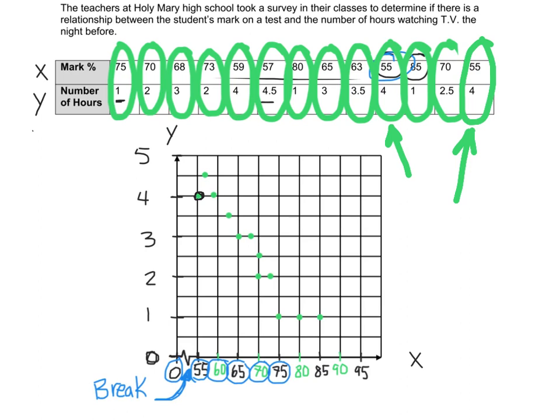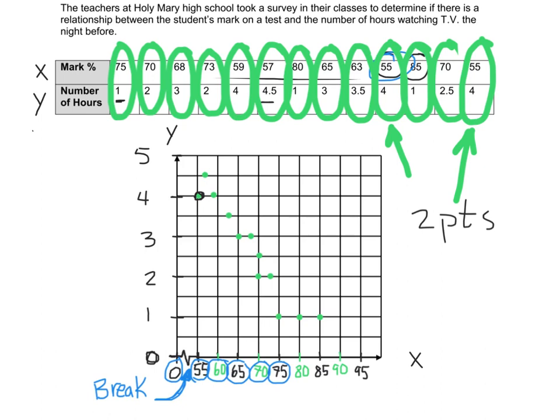A different color and circle it like that. I circled it in black, and I'm indicating that there are 2 of those points there. So there's 2 points that are the exact same, so I have to take that into consideration. Now let's draw the line of best fit.